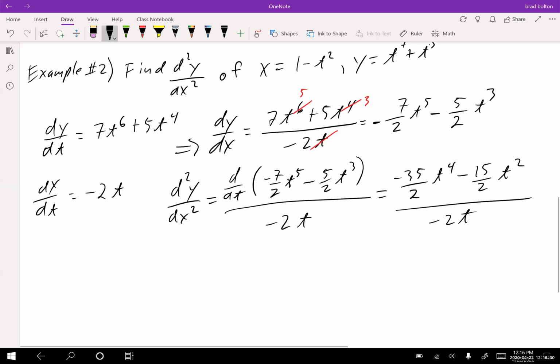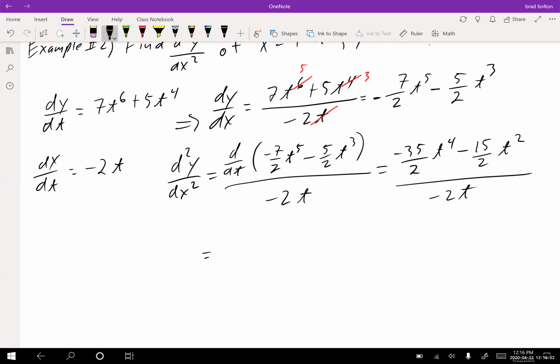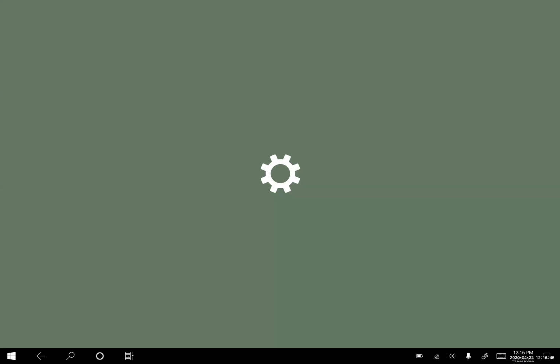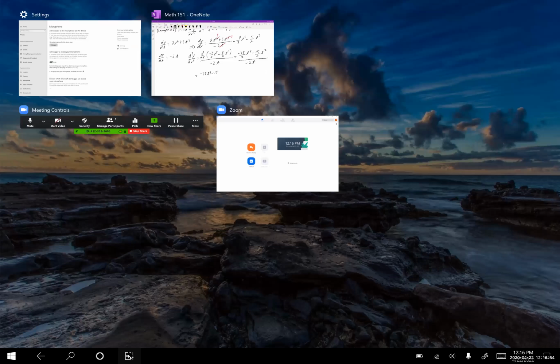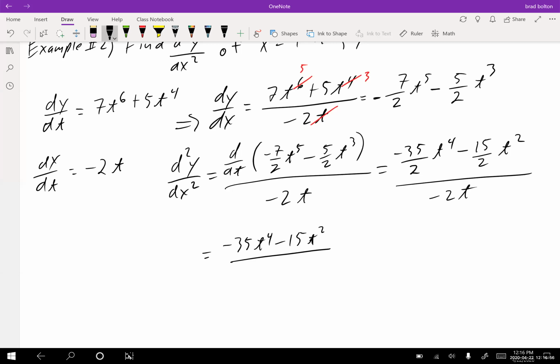So let's see what we have now. When we clean this up, we're going to have negative 35 t to the 4th minus 15 t squared all over 2, divided by negative 2t, which is the same as multiplying by 1 over negative 2t.